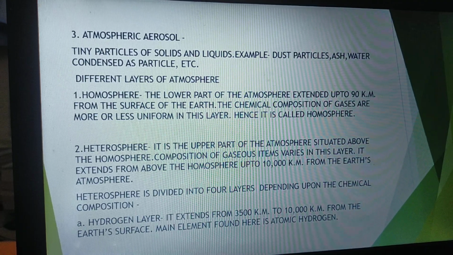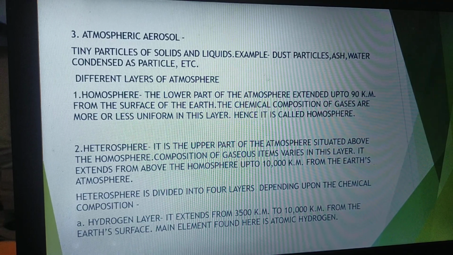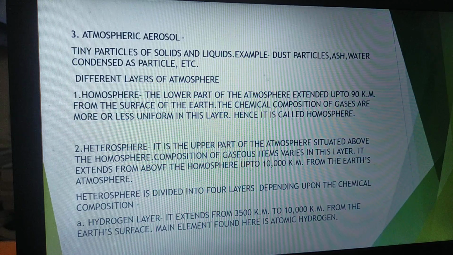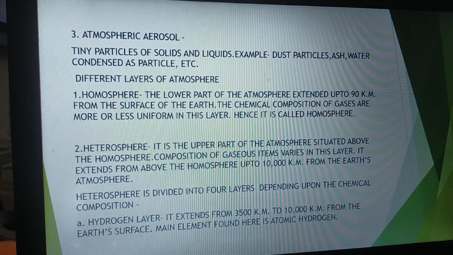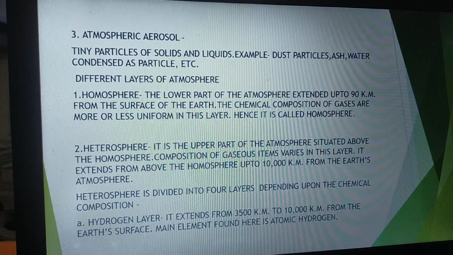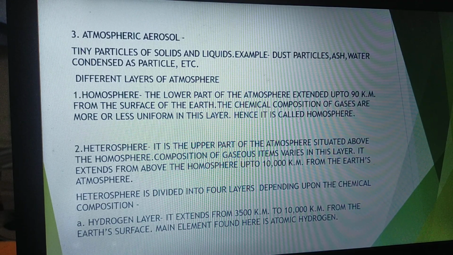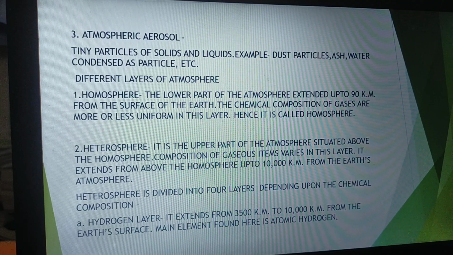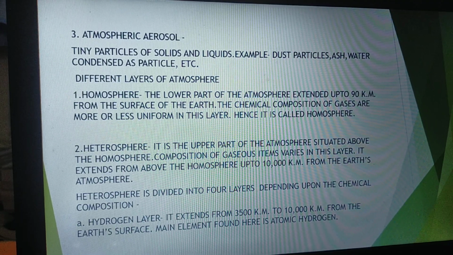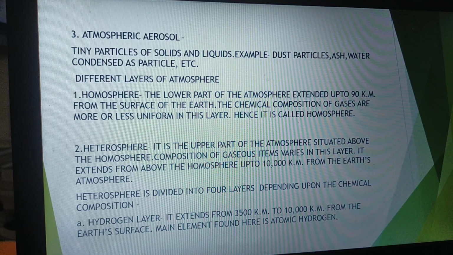So now we are coming to the different layers of the atmosphere. Now this atmosphere is divided into many layers. First, we'll learn about two types of layers, that is, one is homosphere and the other is heterosphere. What is this homosphere? Homosphere is the lower part of the atmosphere, which extends up to 90 kilometers from the surface of the earth.